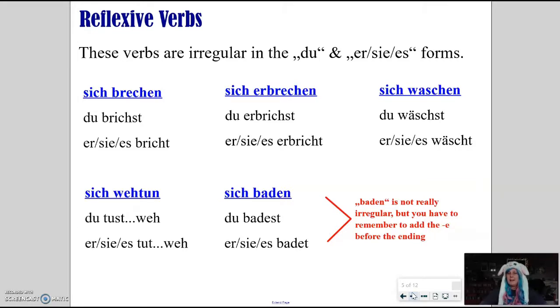I include baden here not because it's technically irregular, but sometimes people forget that you have to add the E between a D and the conjugated ending. So for example, du badest gets an E added here instead of du badst. It just makes it flow a little better, so du badest und er/sie/es badet. So sich baden, not technically irregular, but it does have an extra rule there that we sometimes forget about.